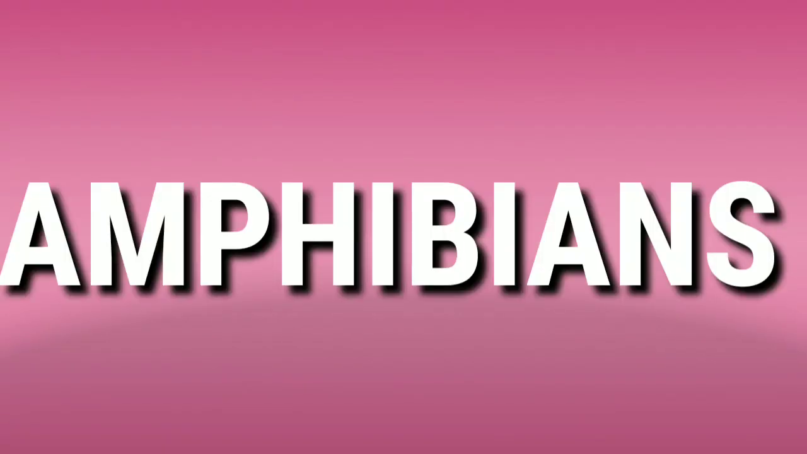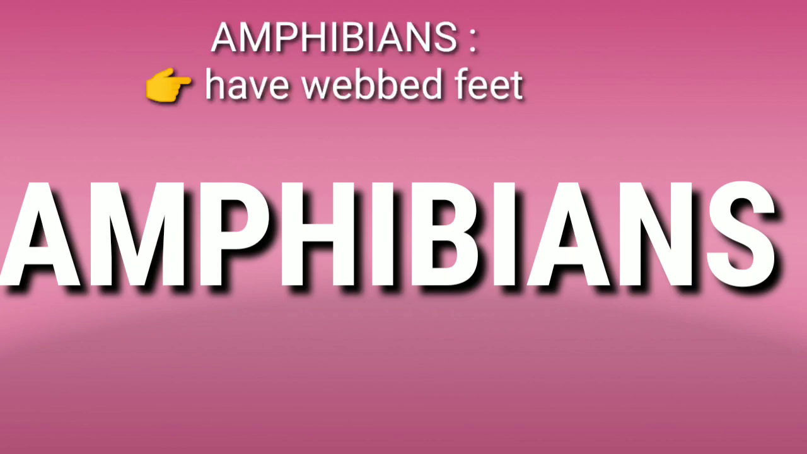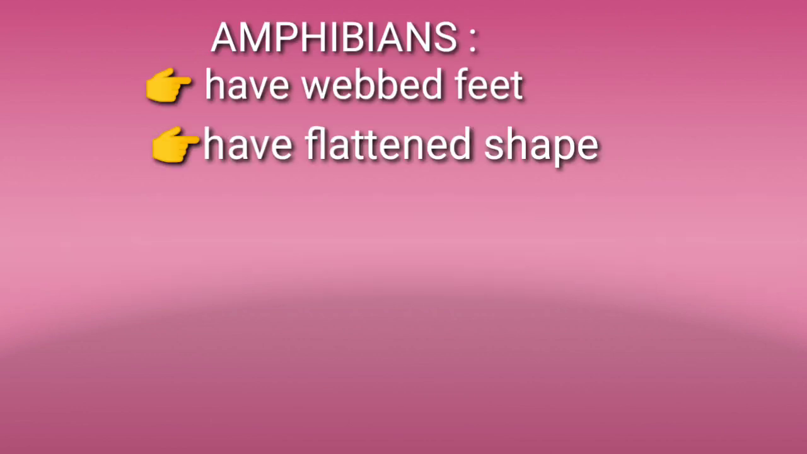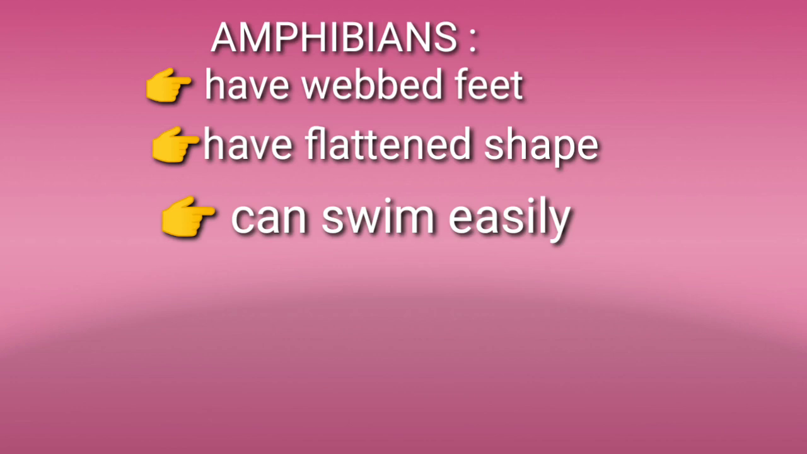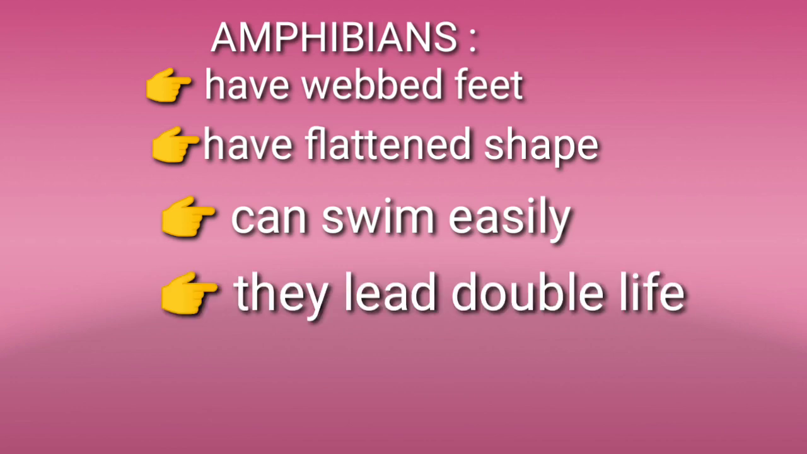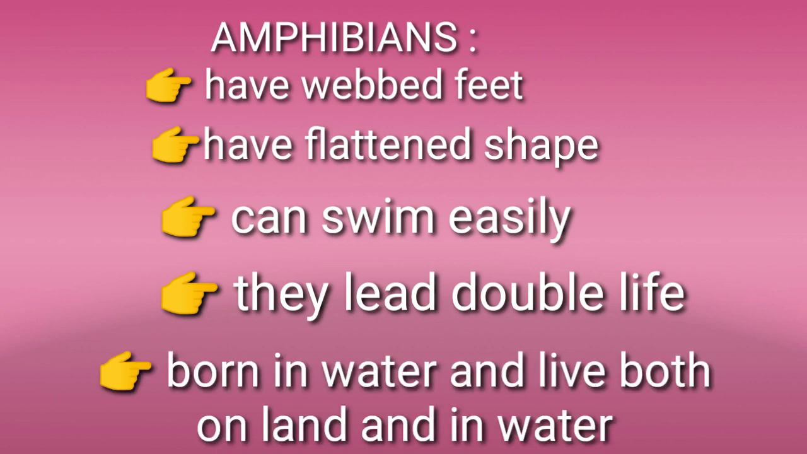Okay. So, what did we learn in this class? Yes, about amphibians. Amphibians have webbed feet. They have a flattened shape. They can swim easily. They lead a double life. They are born in water and live both on land and in water.